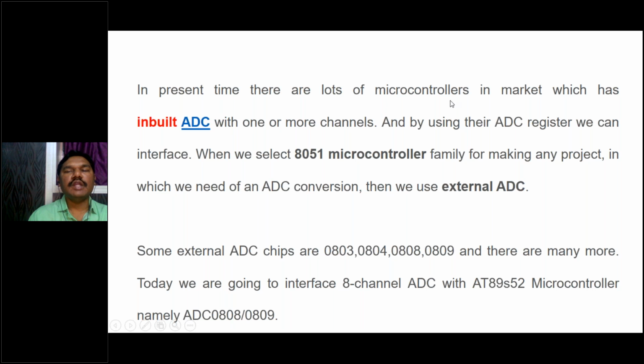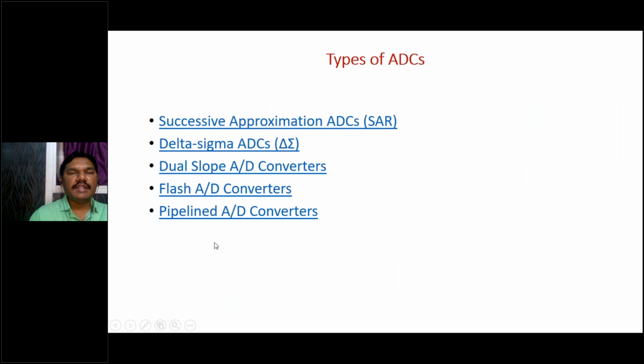Today most 8051 microcontrollers have inbuilt ADCs, but some of the 8051s don't have inbuilt ADCs. That's why we are using external ADCs. These are the types of ADC: successive approximation ADC, delta-sigma ADC, dual slope ADC, flash type ADC, and pipeline ADC. This is part of the Integrated Circuits and Applications subject.